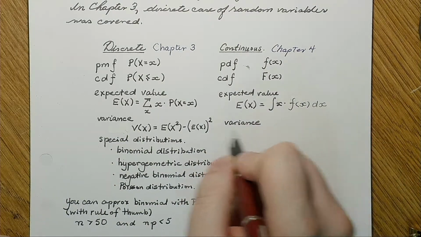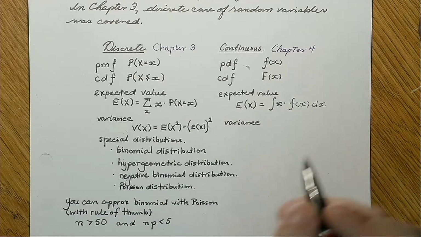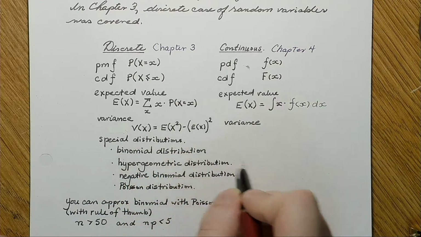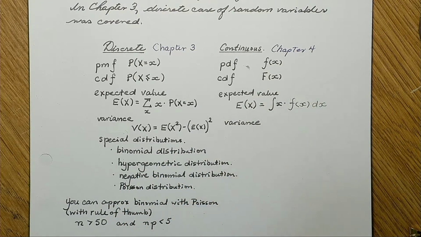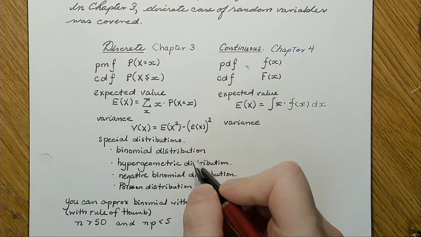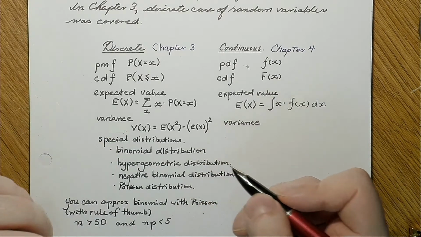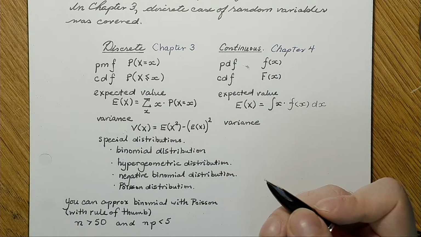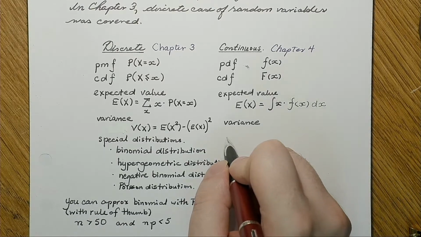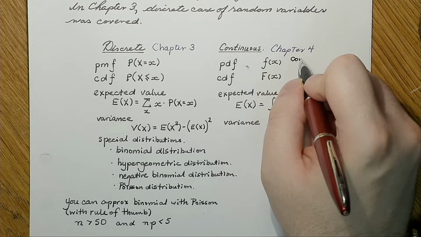So the variance, again, works the same way. You can use that same formula again using the expected value. And of course, there'll be some special distributions. So instead of them being defined for points, we're going to be describing those with continuous functions.